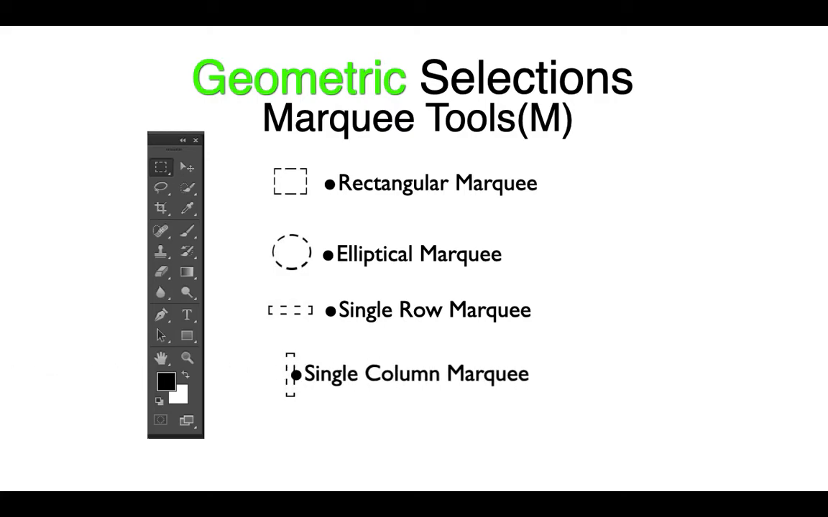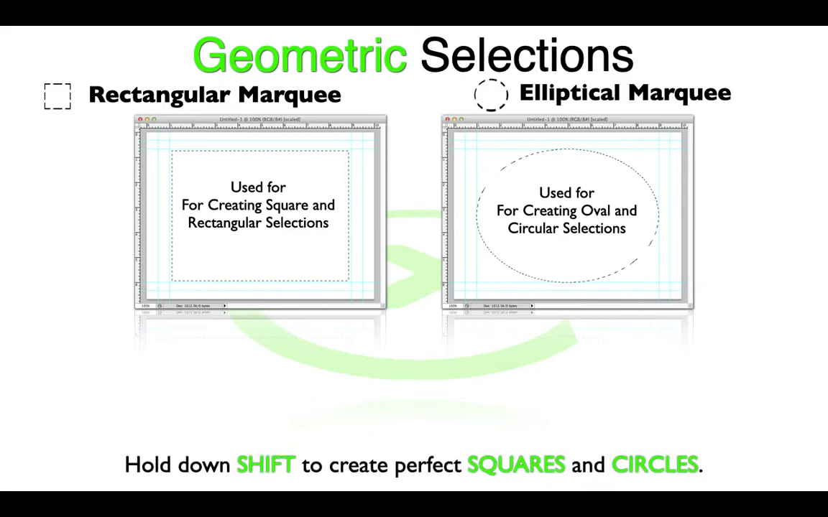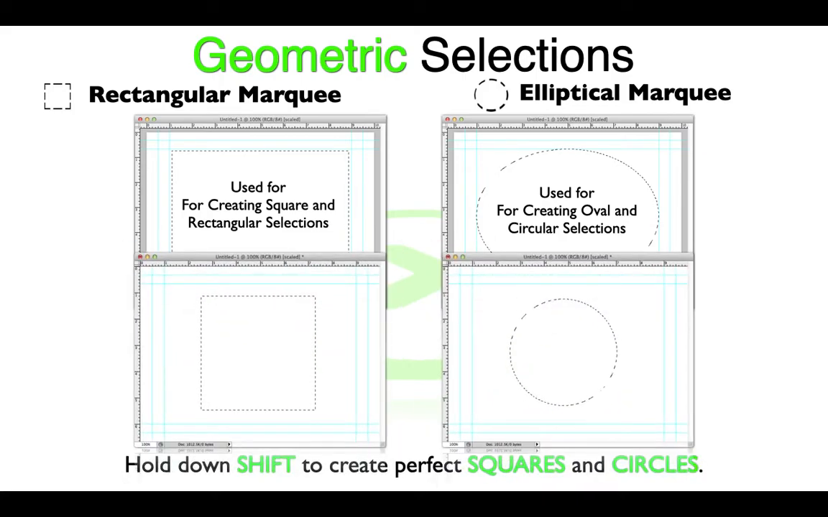Next, we've got geometric selections. Like I mentioned earlier, these are selections that are perfectly geometric. Perfect circles, perfect squares, perfectly elliptical, whatever it might be. Sometimes you're not necessarily going to be selecting things. Sometimes you might be using these to create things.